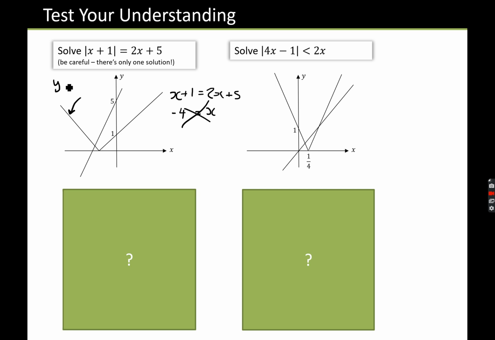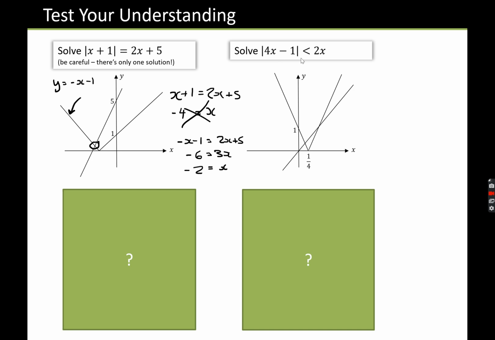Again, to find the equation of it, negate both parts. So that will become minus x minus 1, and then I can set equal to again. So I'll have minus x minus 1 is equal to 2x plus 5. So I will end up with minus 6 is equal to 3x. So I'll have x equals minus 2, which, looking at the graph, I'm pretty happy with. That makes sense.